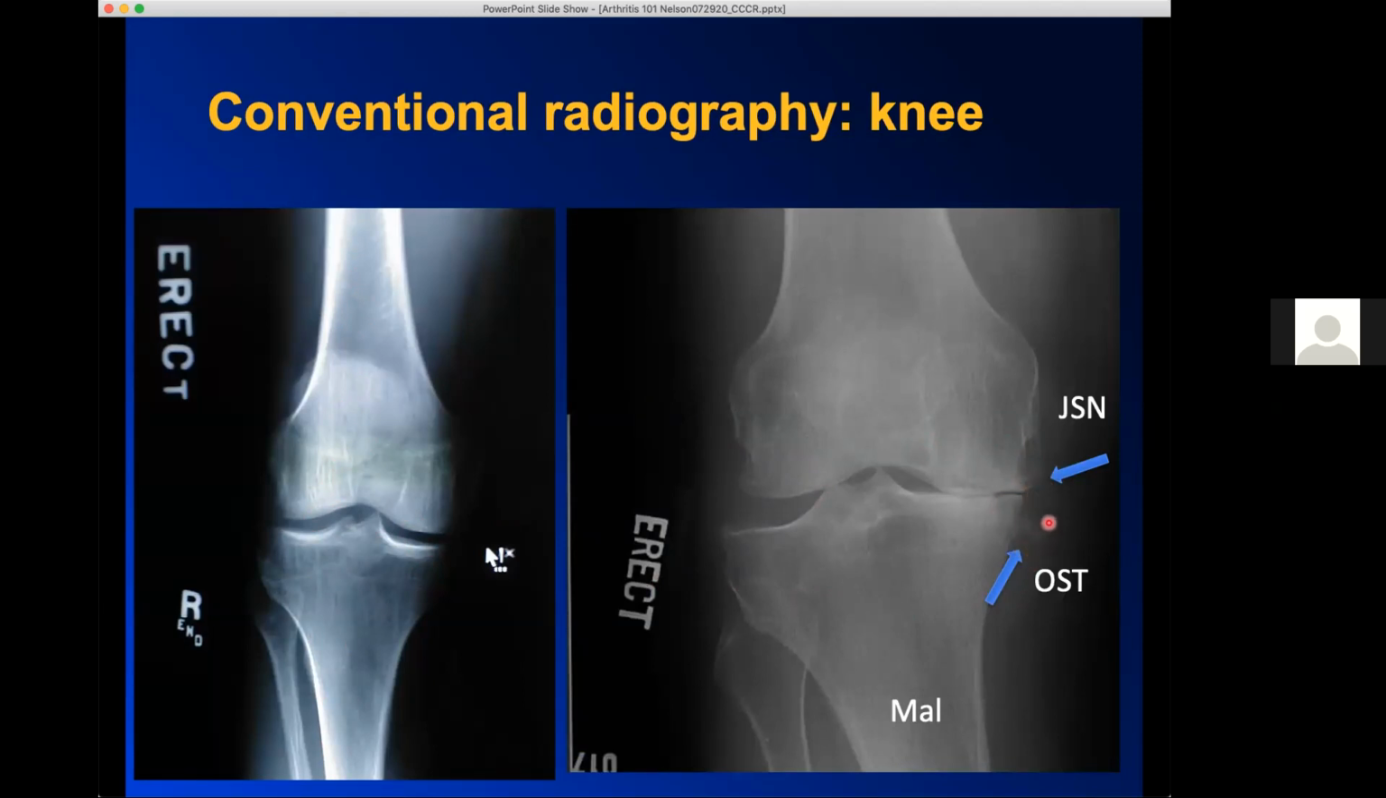There's osteophytes, so all these extra bony things sticking out over here. There's a cyst or geode up here. There's increased density here, which is bony sclerosis. It's malaligned, so we see that it's sort of angled instead of being straight, which is a varus malalignment, which is also very common.